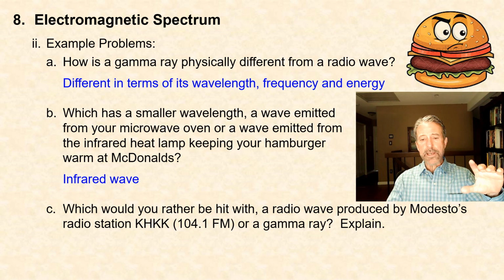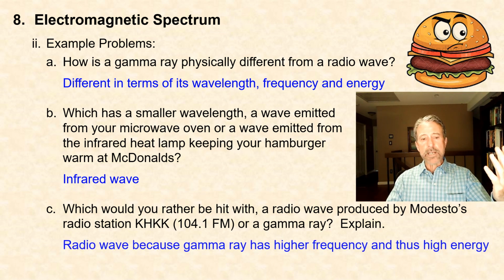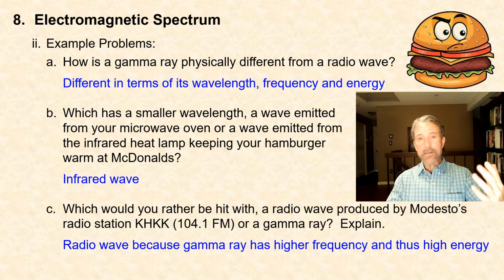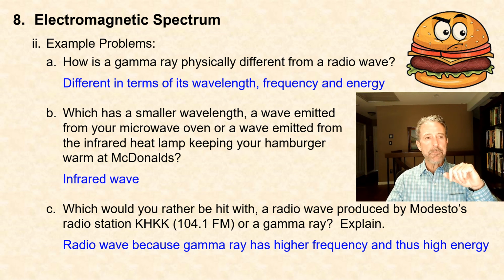So if a radio wave passes through your body, it's not going to really produce much damage. But when a very high energy wave like a gamma ray or an X-ray passes through your body, these waves, because of the high energy they possess, can wreak havoc on the cells in your body, which can ultimately lead to cell mutations and various forms of cancer.